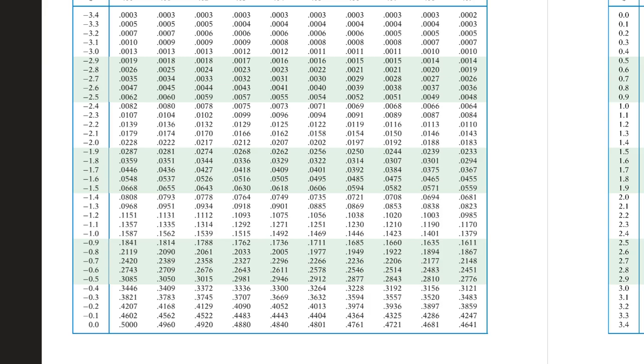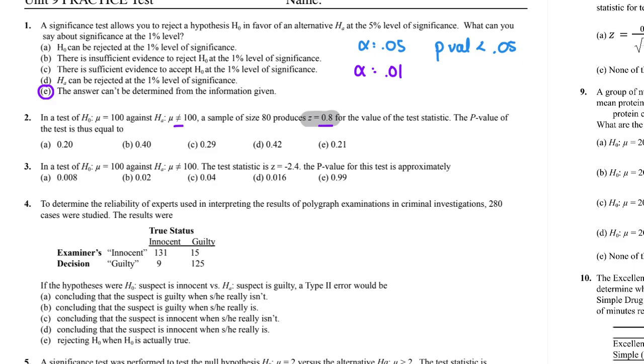All right, so looking up our p-value here, we have negative 0.8, that's 0.2119, and we're going to double that. So it's going to be 2 times 0.2119. When we double that, we get 0.4238, which means our closest option is going to be D, 0.42.